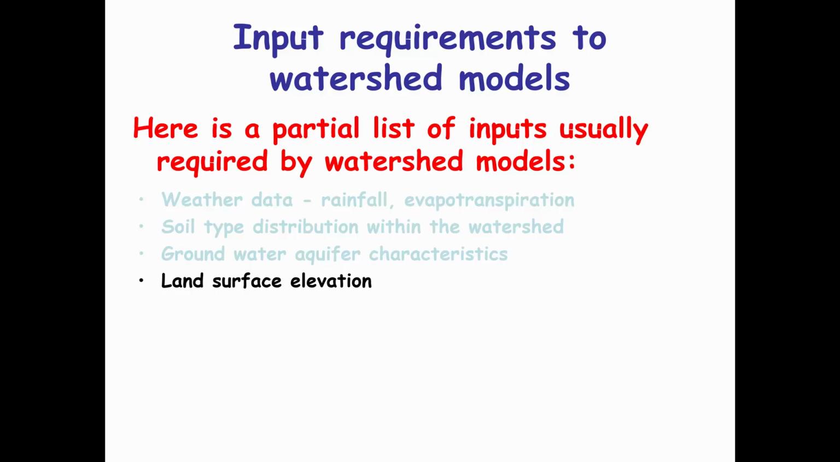Land surface elevation. Digital elevation models are becoming more available. The whole state of Minnesota has now been mapped with LiDAR, so one can come up with land surface elevation data at very high resolution. Vegetative cover. This kind of information is readily available from satellite imagery and also from observations from the ground.